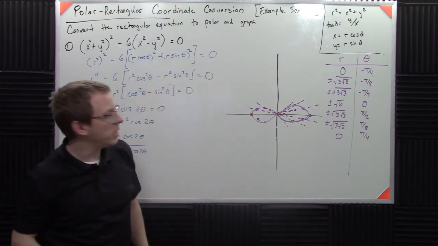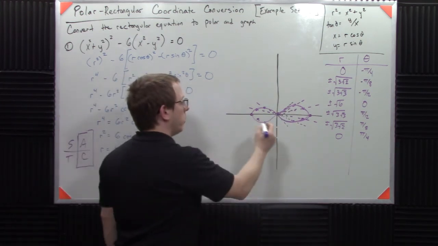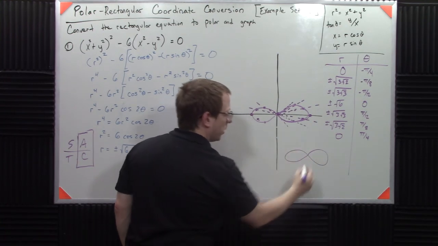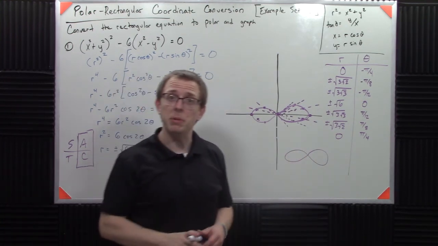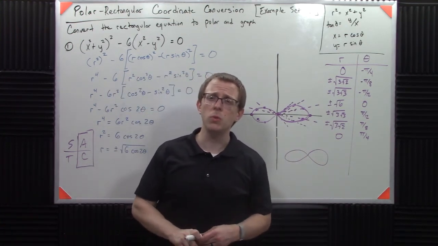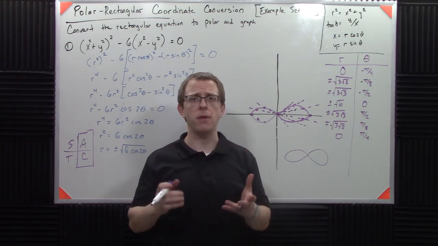So you end up with this actually infinity style symbol. You end up with something that looks like this. This is called a lemniscate. This is one of the standard polar graphs that happens.